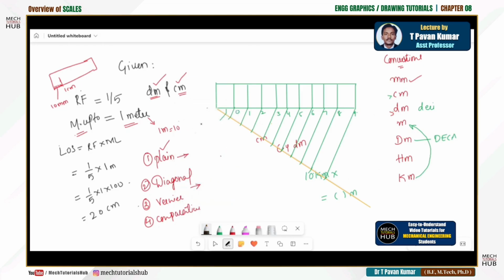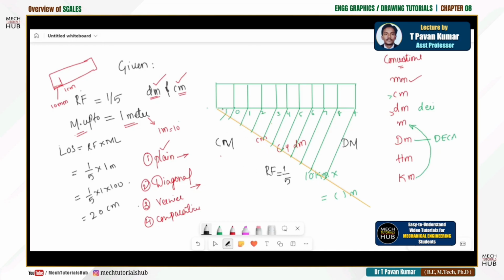After constructing this particular scale, it will read two units. One is decimeter, one is centimeter. Decimeter is the bigger unit, so always write decimeter on the right side of the scale and the subunit on the left side of the scale. In between you are supposed to mention the RF, that is equal to 1 by 5. Everything should be with a 2H pencil only.